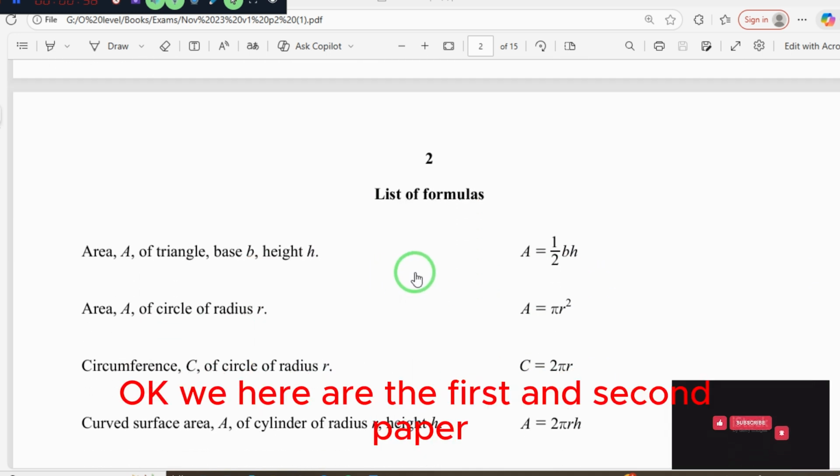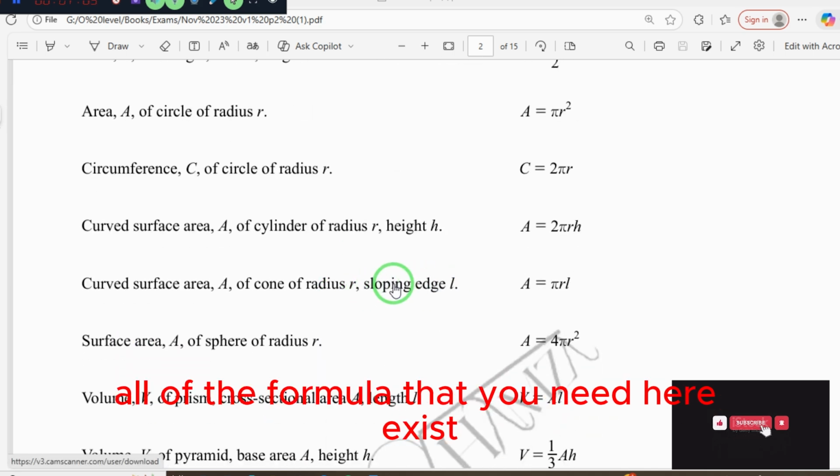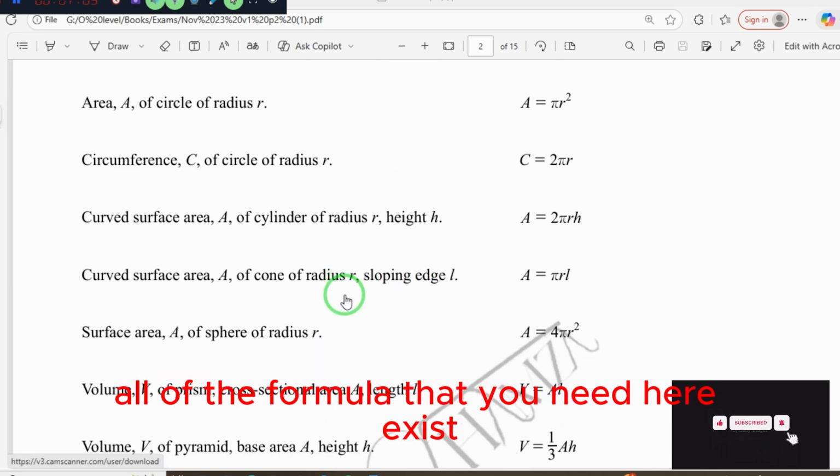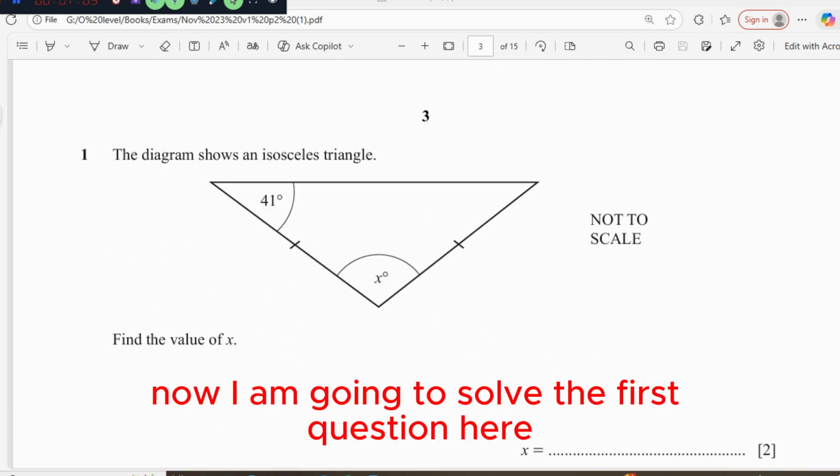Okay, here are the first and second papers. Here we have the formulas. All of the formulas that you need are here, and you can use them. Now I am going to solve the first question.